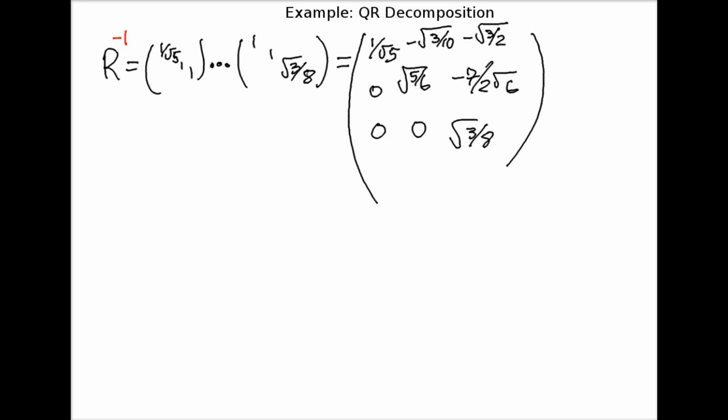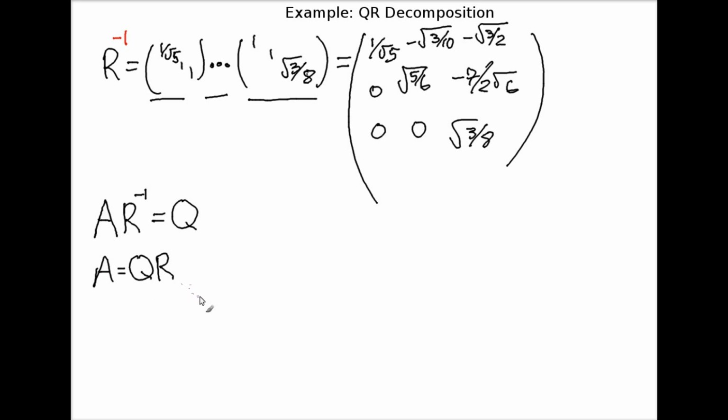So what have I computed? I started with the matrix A, and I multiplied it on the right by these matrices in order, which is to say this matrix, which I'm calling R inverse, and I got that that was equal to Q. So therefore, bringing the R to the other side, you get A is equal to QR. So that's why I called it R inverse, because it was on the other side.